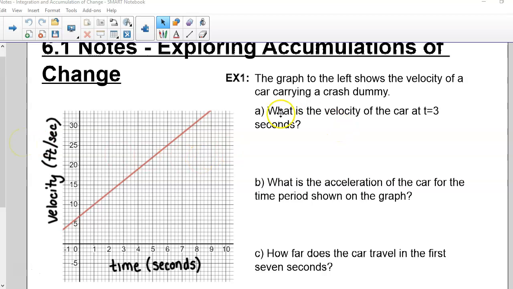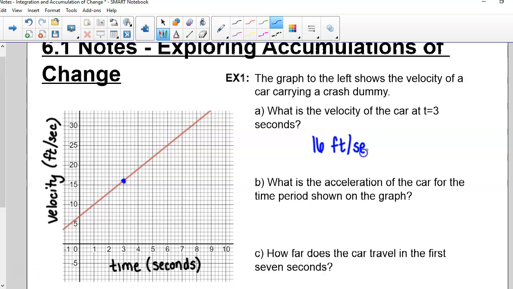For part A, it says, what is the velocity of the car at t equals 3 seconds? If you look at your graph, we look right here at 3. Right here, it is 16 feet per second. Since this is the velocity graph, if you're asked about velocity, you're just reading points off of the graph. No calculus involved in that.